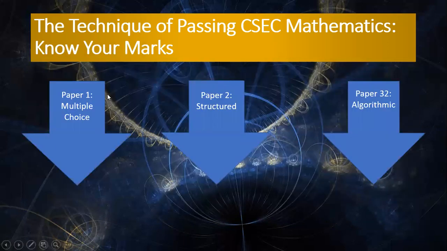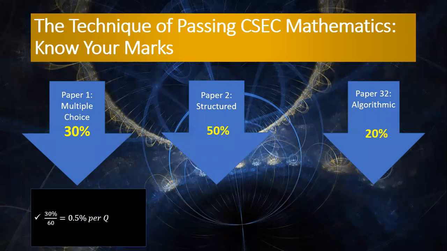Know your marks. Multiple choice, 30%. Paper 2, 50%. Paper 3, 20%. In the multiple choice, each question is 0.5%, which means every 2 questions is 1%. The other thing with multiple choice is do not leave out a single multiple choice question. Lots of people tend to leave it out. Never leave out a multiple choice question under any circumstances, because if you shade and you don't know the answer, you can accidentally shade the correct answer, and you never want to pass up on that chance.